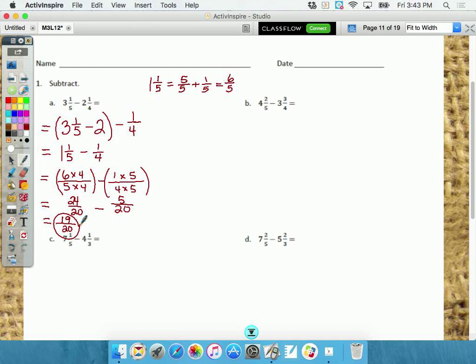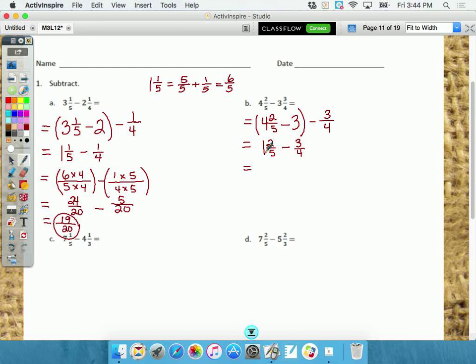Okay, let's look at B. Rewriting the problem, 4 2/5 minus 3 3/4. All I'm doing is moving the 3/4 outside of the parentheses. That will give me the chance to subtract my whole numbers first. 4 minus 3 is 1. So 1 2/5 minus 3/4. Now if I look at this, my second fraction is larger than my first, so I have to change this mixed number to an improper fraction.